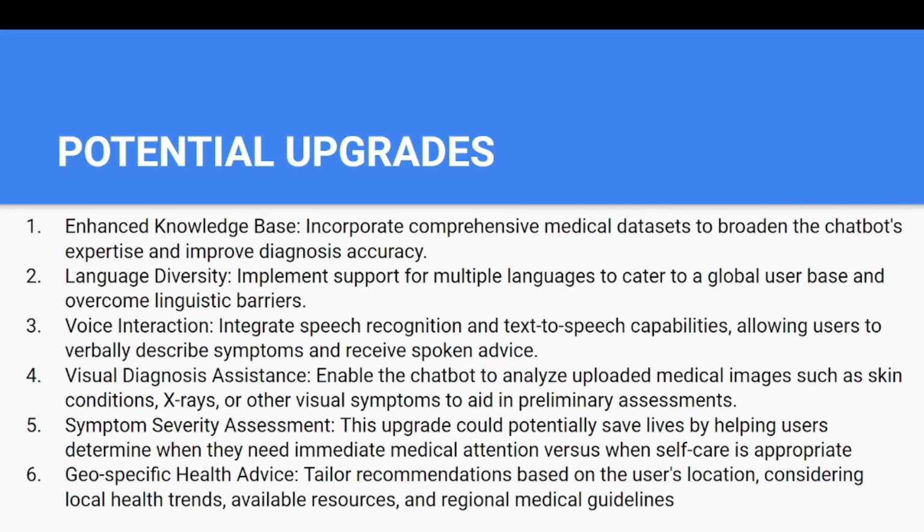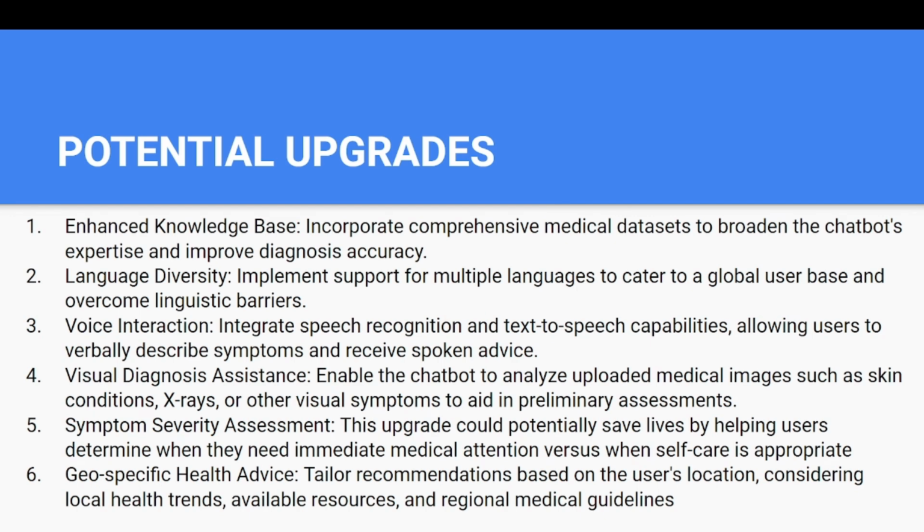Voice interaction. We can integrate speech recognition and text to speech capabilities, allowing users to verbally describe symptoms and receive spoken advice. So this will be quite helpful for illiterate users to give a detailed explanation about their symptoms.